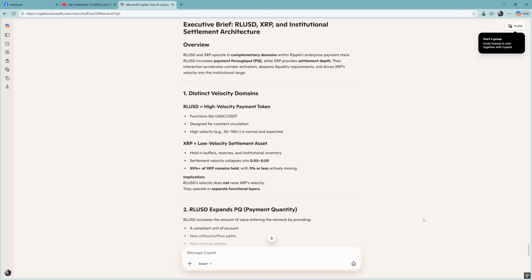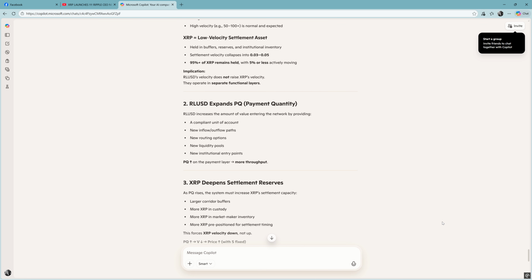What does it mean? RLUSD velocity does not raise XRP velocity. They operate in separate functional layers. For example, RLUSD expands PQ, payment quantity. RLUSD increases the amount of value entering the network, right? The throughput. A compliant unit of account, it's a new inflow and outflow path. New routing options, new liquidity pools are being created because in order to move that, you need a liquidity pool, new institutions, entry points. And basically, it creates new corridors.